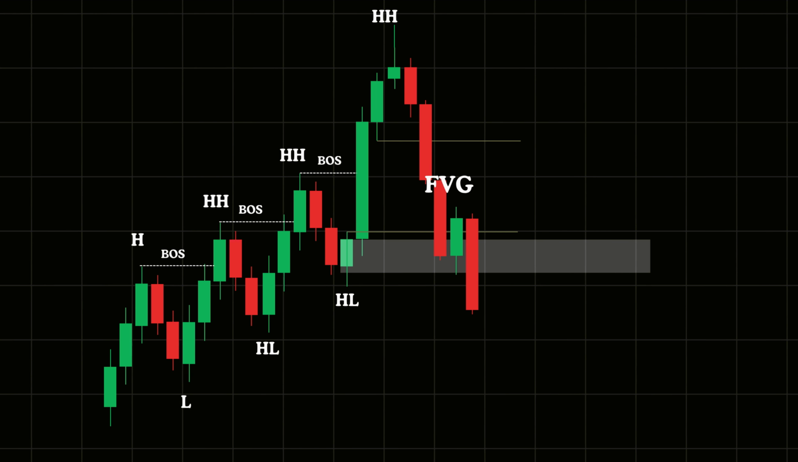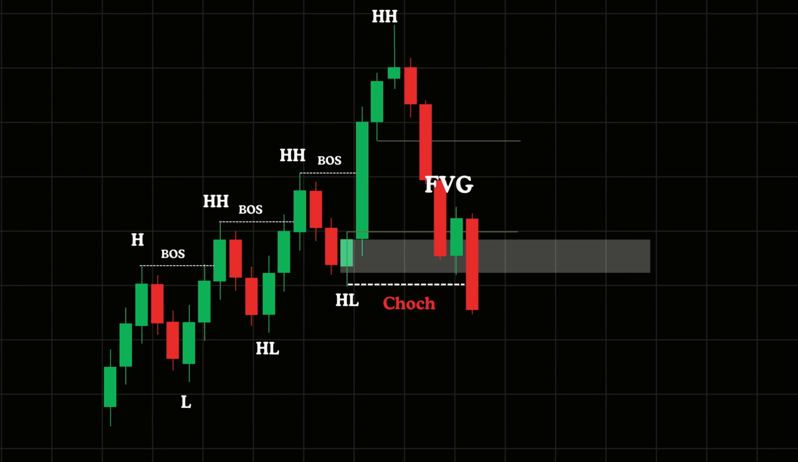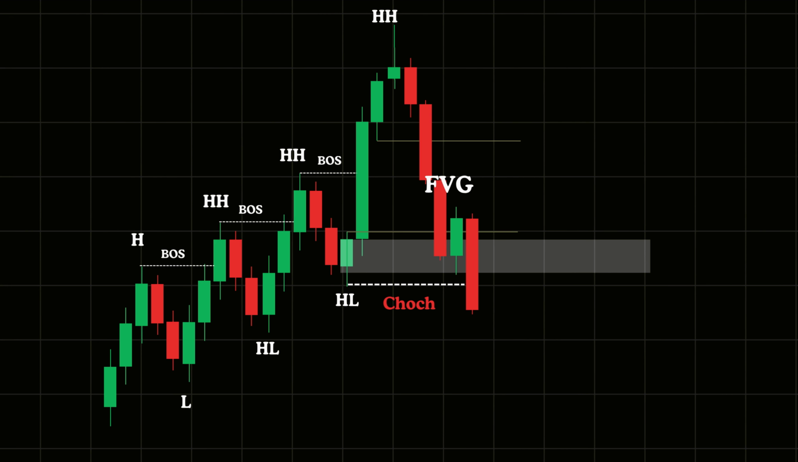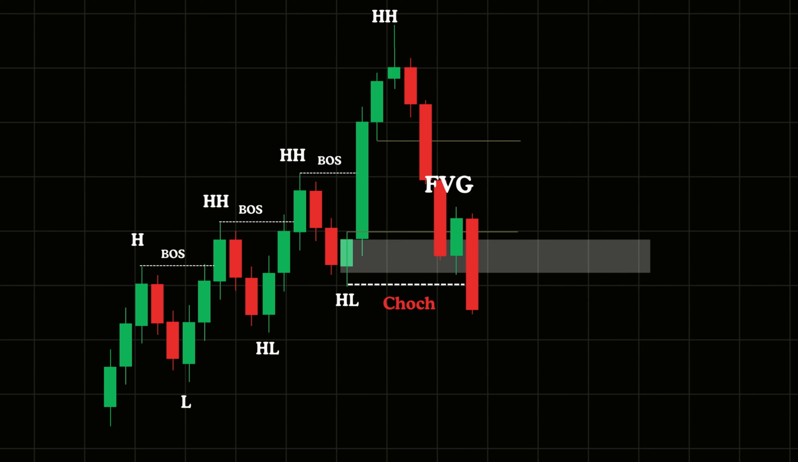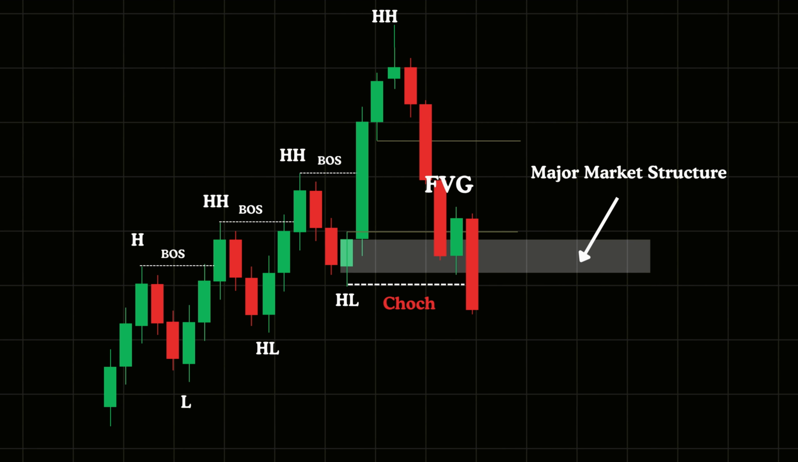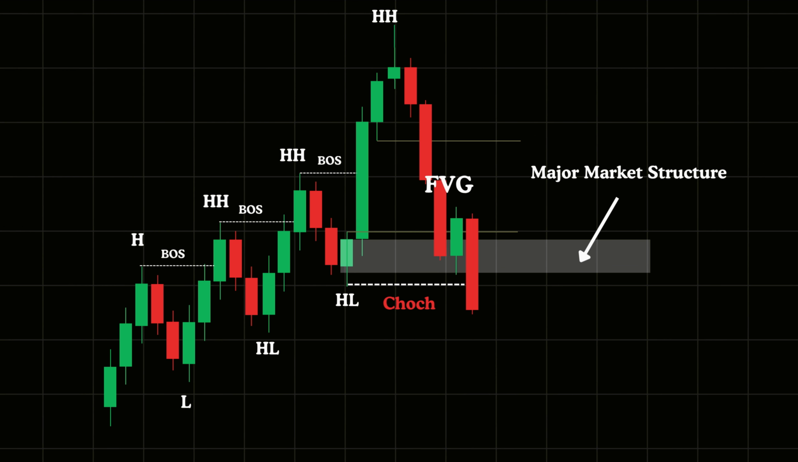However, if we see a break and close below that zone, it signals a change of character, pointing toward a potential trend reversal. In summary, the levels responsible for forming FVGs and structure breaks make up the key points of our market structure analysis, and market behavior around these levels provides valuable data. This logic also holds true for bearish trends.